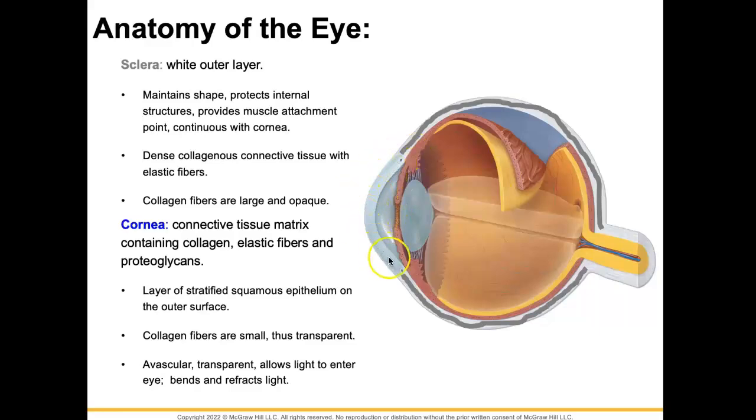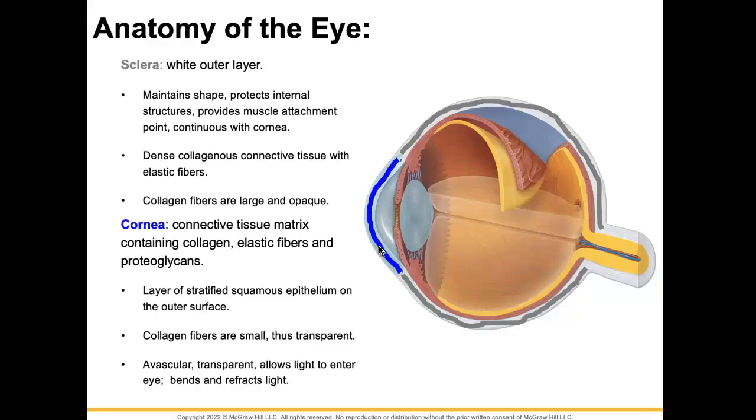Then we have our cornea here. Like I said, this is kind of our window to the eye, and this is made up of connective tissue as well, containing collagen, elastic fibers, and proteoglycans. Now we do have a layer of stratified squamous epithelium on the outer surface, and here we're going to see that the collagen fibers are smaller, which allows that transparency to take place here.